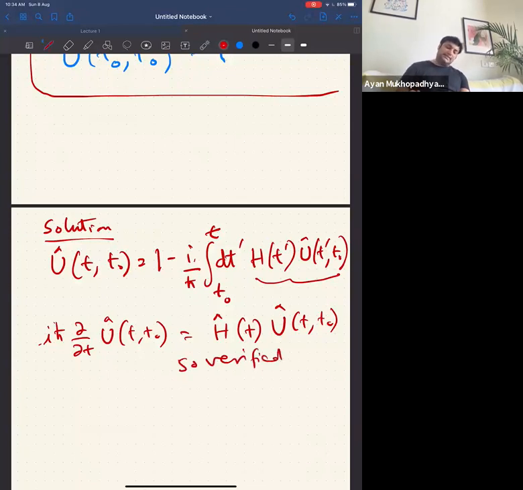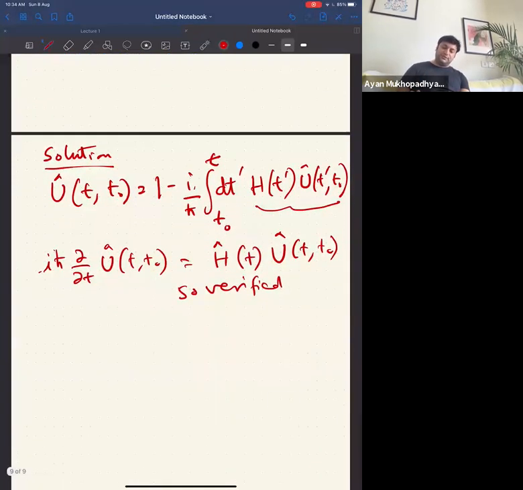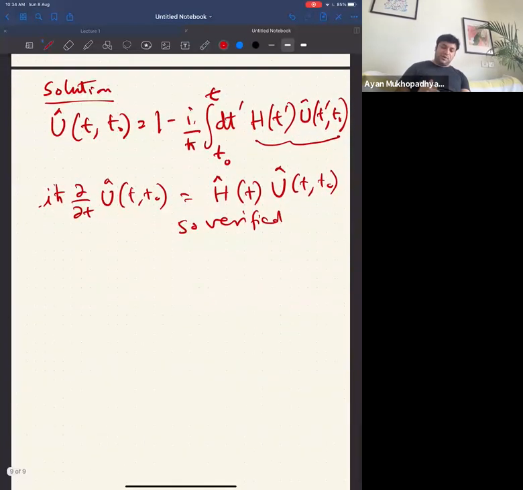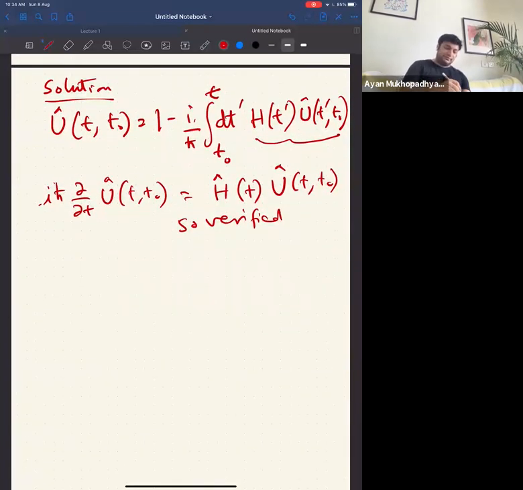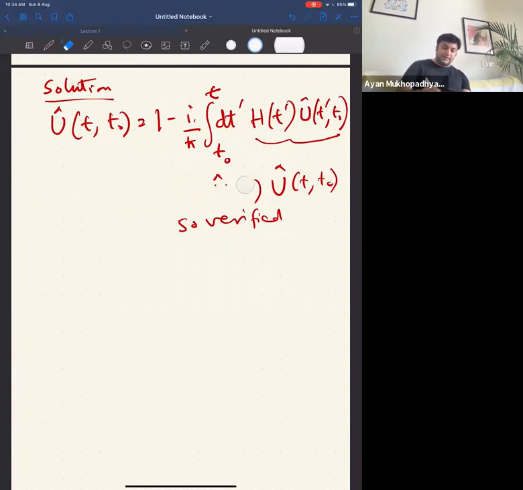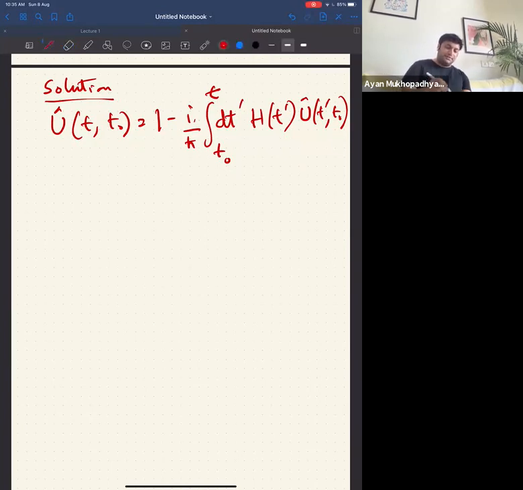So this is a solution, but this is not very useful as a solution because you see it gives you a recursive definition. So let us try to now see what it means, right? And then you see that it automatically satisfies a boundary condition when t is equal to t0, then it has to be identity because this integral, from t0 to t0, will be 0. All right, so let us now try to see what it means.